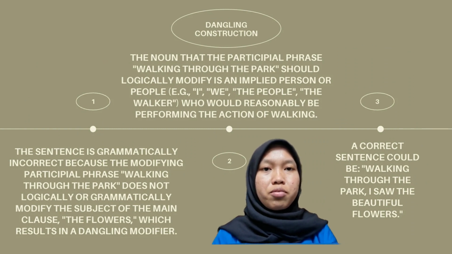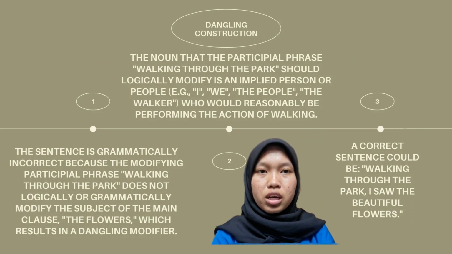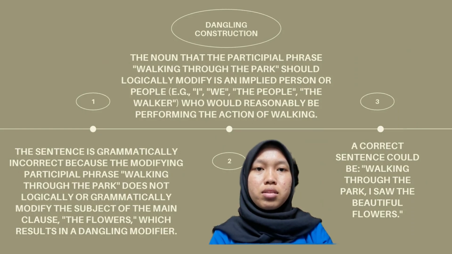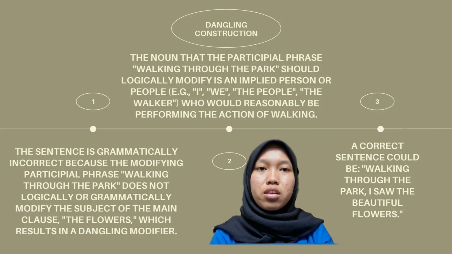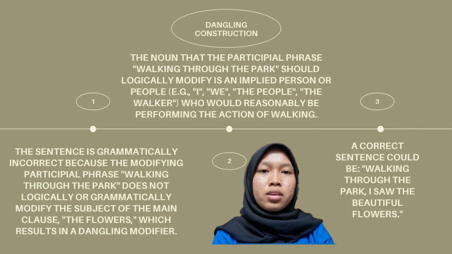The participial phrase is a descriptive element that implies an action being performed by a specific subject. In the given sentence, the grammatical subject of the main clause is the flowers. This structure implies that the flowers themselves are performing the action of walking through the park, which is illogical and nonsensical in standard English grammar.